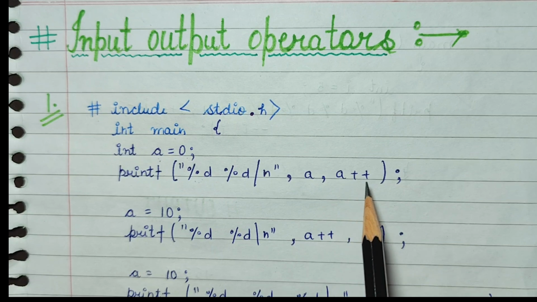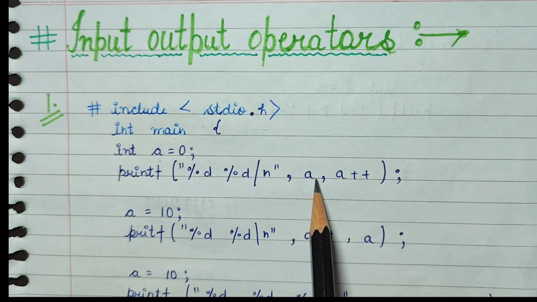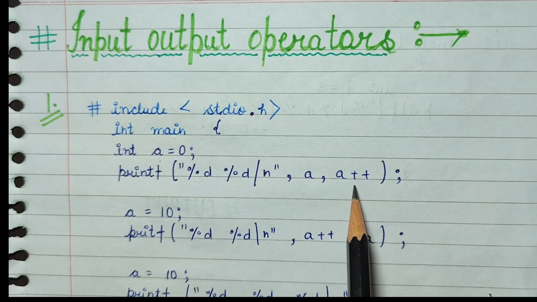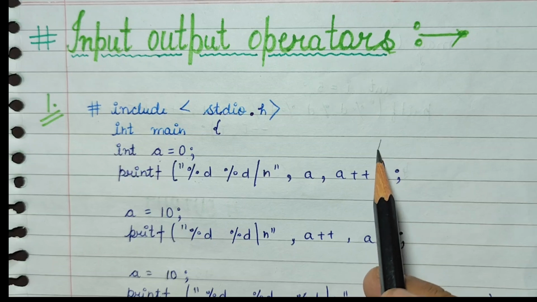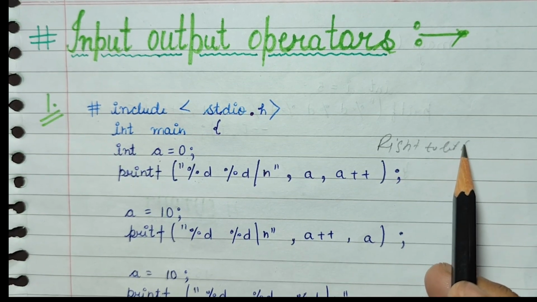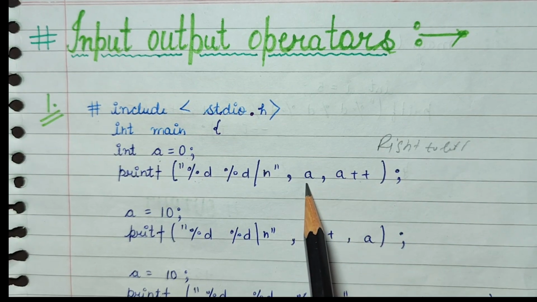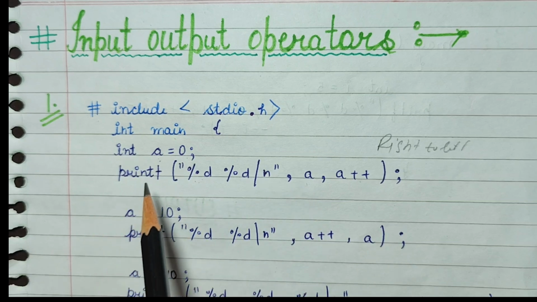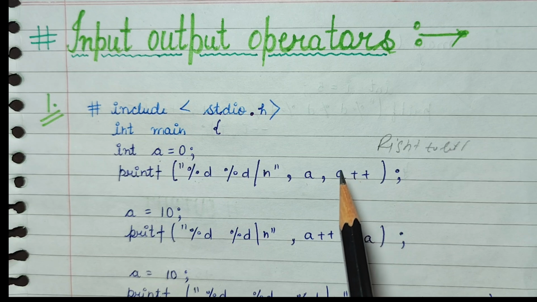So now here, when there are more than one variable in the printf statement, then these statements are evaluated from right to left. Means first a++ is evaluated, then a is evaluated. Okay, some students scan this printf statement from left to right. That is wrong. First they evaluate a and then after that they evaluate a++. That is wrong.